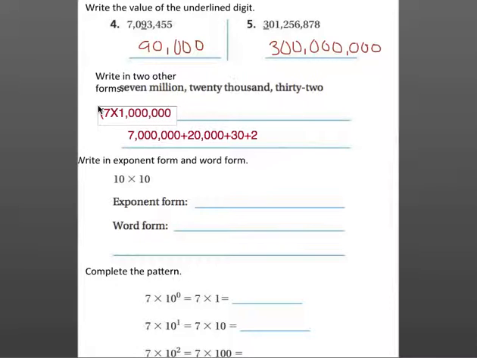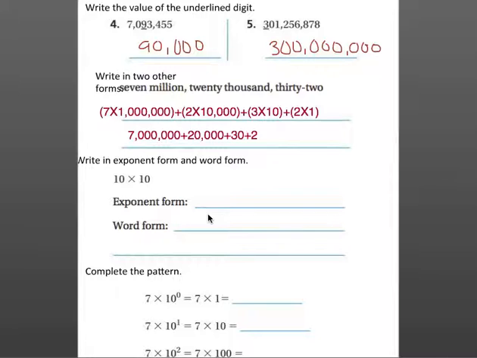million plus I have 2 times 10,000 plus I have 3 times 10 plus I have 2 times 1. And so those are the 2 different ways that you can write out expanded form. You can multiply each digit times its value, or you can write out the value of each digit.